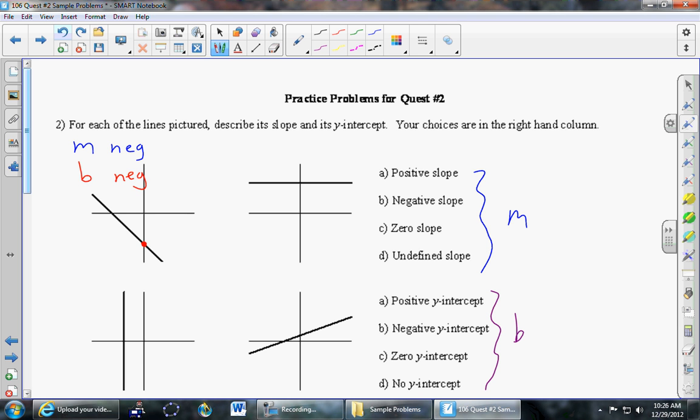Let's go to the top right line. This line is horizontal. Horizontal lines have a very special slope. The slope of any horizontal line is 0.